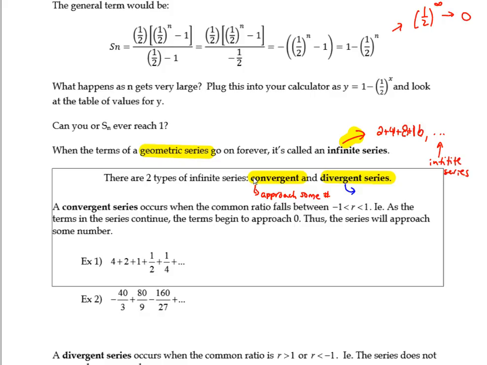Okay, divergent. If it diverges, it does not approach some number. So usually we say that infinite sum, if it diverges, approaches positive or negative infinity. So it's just going to keep getting larger.